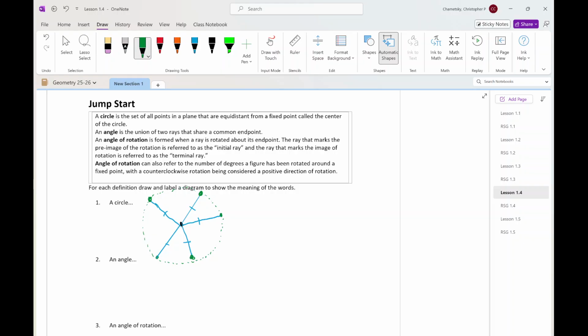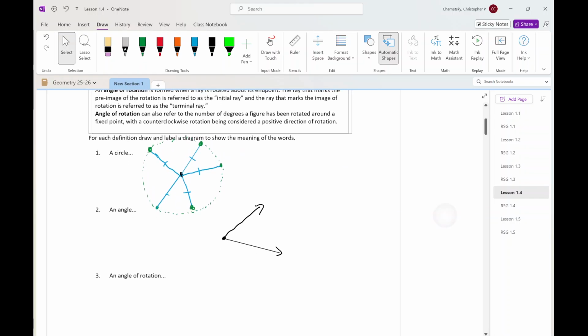An angle they define as the union of two rays that share a common endpoint. So if we have a common endpoint here, and we have one ray going out like this, going on and on forever in one direction, and another ray like that, that is what we can define as an angle.